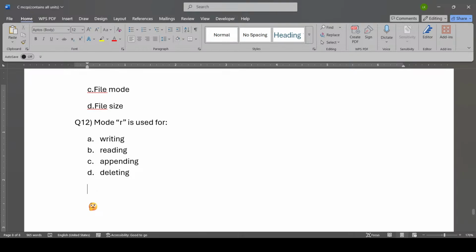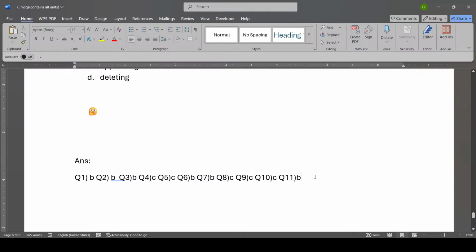Question number 12. Option one I said reading. Obviously, when we talk about the R, it stands for reading. So the right answer is B. Question number 12, B. So writing the answer here, B.